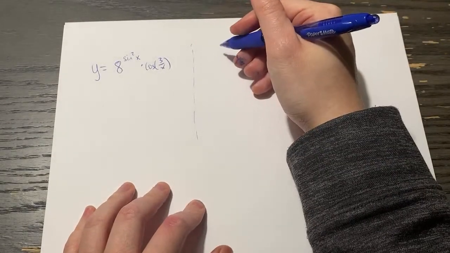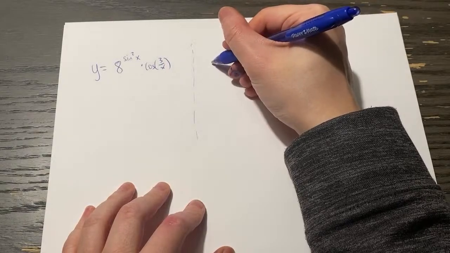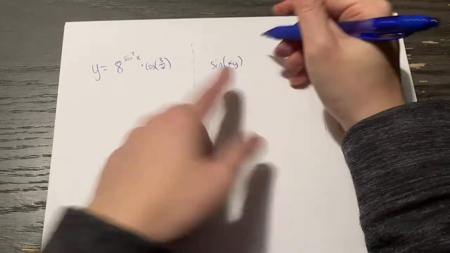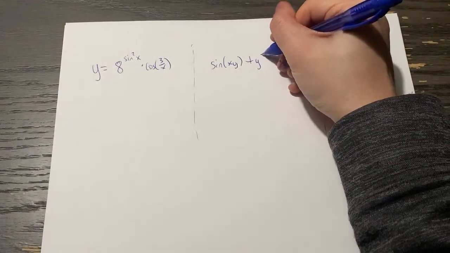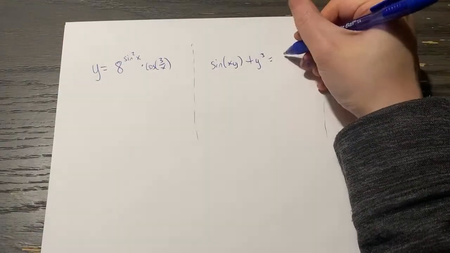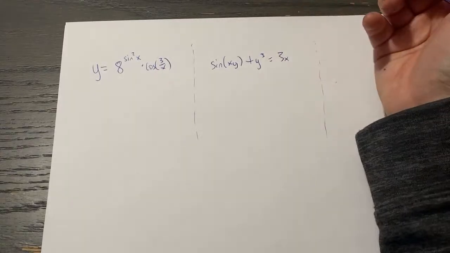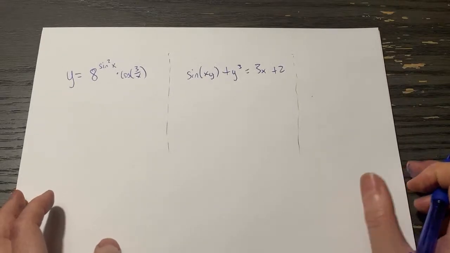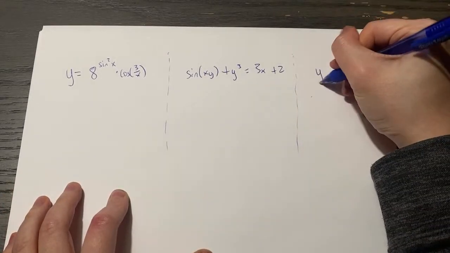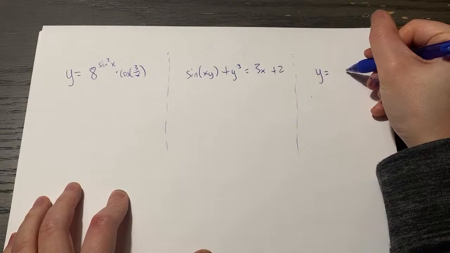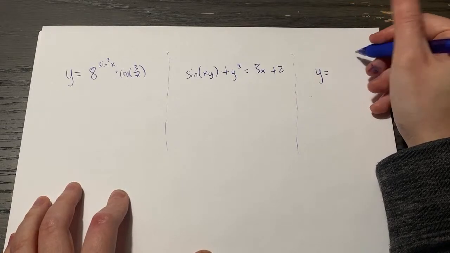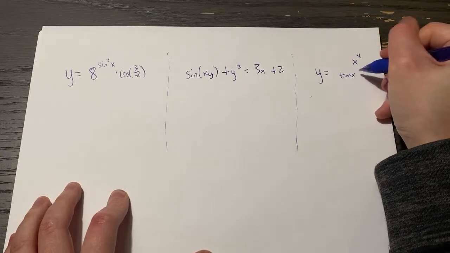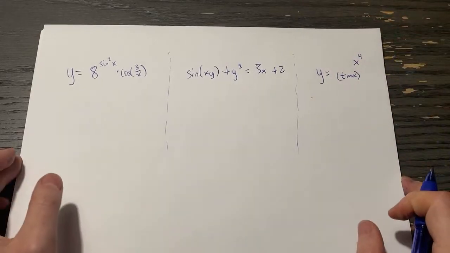Let's do a harder question. So we're going to do my favorite, sine of xy. I like asking this question so much. Plus y cubed equals 3x plus 2 or something. And then we'll do another question that was similar. Let's do x to the 4th is going to be my exponent. I know that. And let's do tan. Okay. So let's start off with these questions.